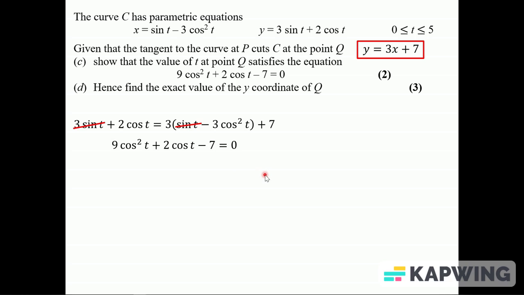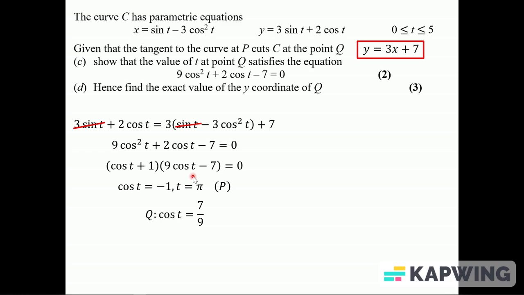And then the exact value of the y coordinate. Well, if I factorise this, I get cos t plus 1, 9 cos t minus 7. This is really the P t value, the t is equal to pi. The other one is the Q, so at Q, the cos of t is 7 over 9.